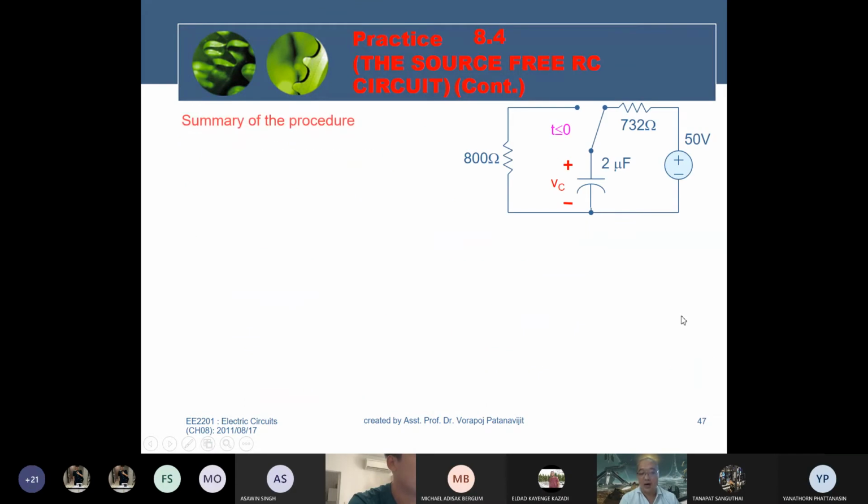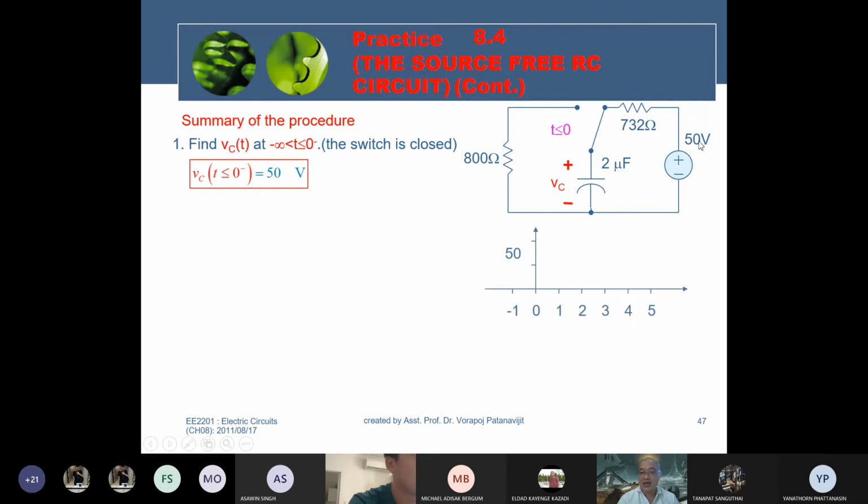Now, from the overall point of view, what happened? For time less than 0, the switch is pressed in this position. This 50 volt voltage source will charge the capacitor until it is fully charged. When fully charged, it performs like an open circuit. Therefore, Vc equals this voltage source, equal to 50.